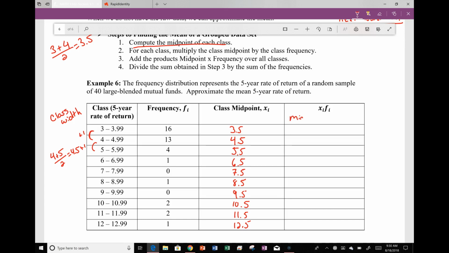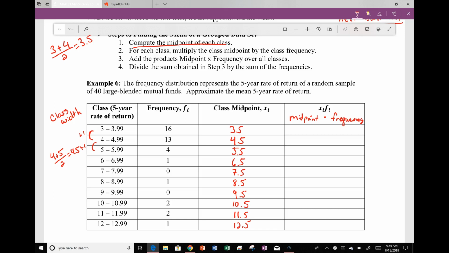So this is midpoint times the frequency. And you will notice that I'm not using an X for the multiplication sign because X actually means something. It means one of our data values. So I don't really want to use an X anymore for multiplication. I used one up here because it's difficult when you're typing. But from now on we need to use the dot to signify multiplication or parentheses to signify multiplication.